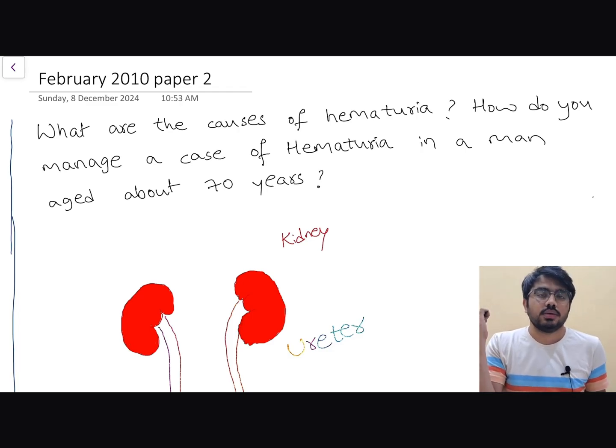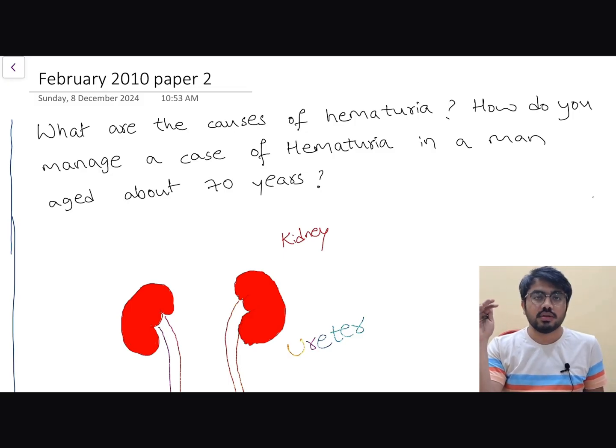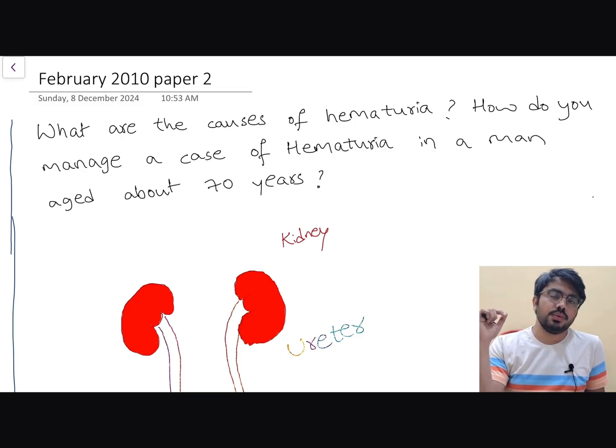Welcome back to the session on February 2010 paper 2. Right now, the first question we are going to discuss today is hematuria, the causes of hematuria and how you are going to manage a case of hematuria in a 70-year-old male.